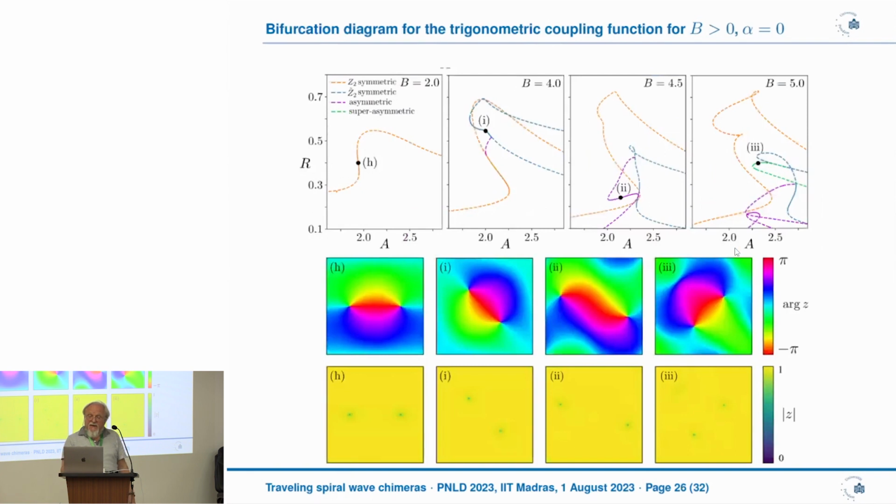Now, when you make B not 0, you get much more complicated bifurcation diagrams. This is essentially done semi-analytically. And of course, now the states you get are a little bit different, of course. B is not 0, but here are some sample solutions that you obtain from this approach.